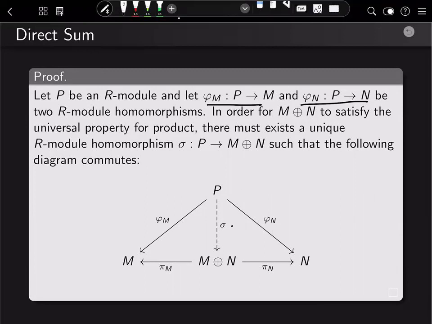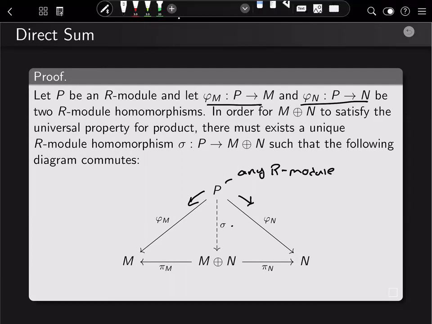So we're just given an R module, and these are any morphisms into M and N. We have to show that we can construct this sigma, and the construction of the sigma really is quite intuitive. Let's just see what we need to know. We need the diagram to commute.